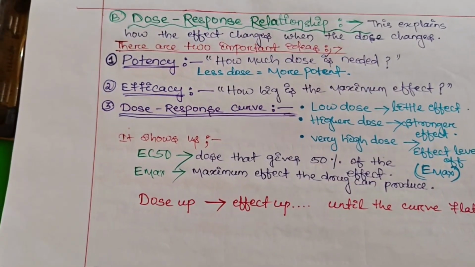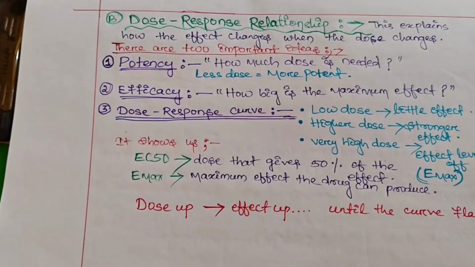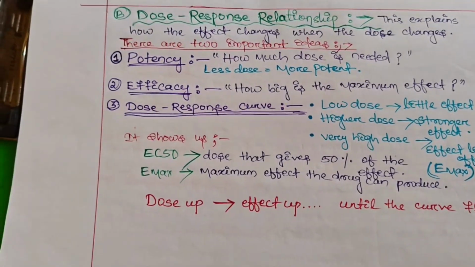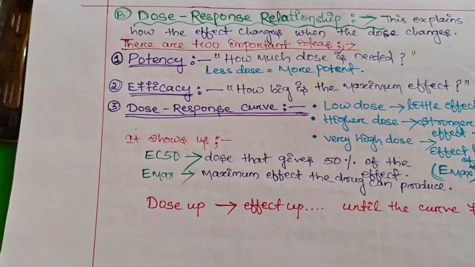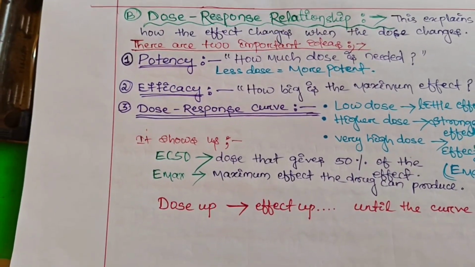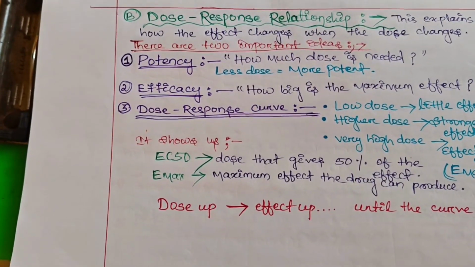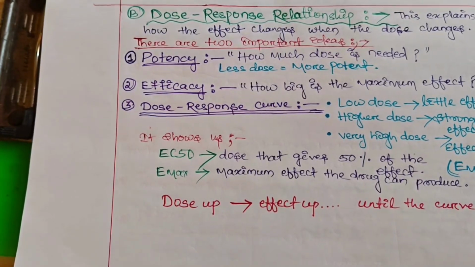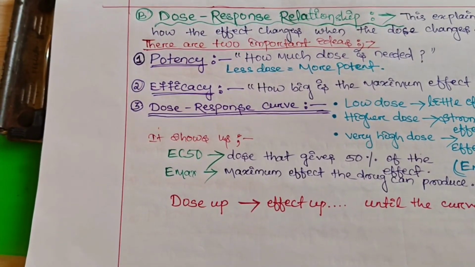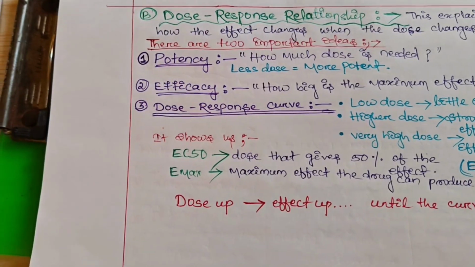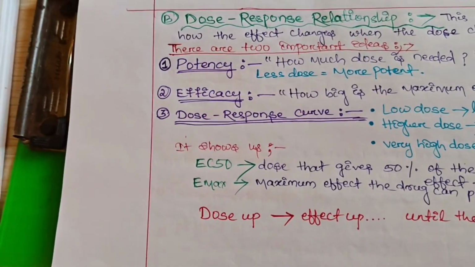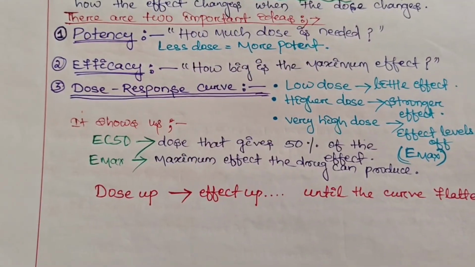If there is a lower dose, the drug is more potent, whereas efficacy means how big is the maximum effect. Potency means how much of the drug is needed to produce an effect. We will take some example, like morphine is more potent than codeine. And second one is efficacy, the maximum effect a drug can achieve. So for example, paracetamol relieves mild pain but cannot achieve the strong analgesia of morphine.